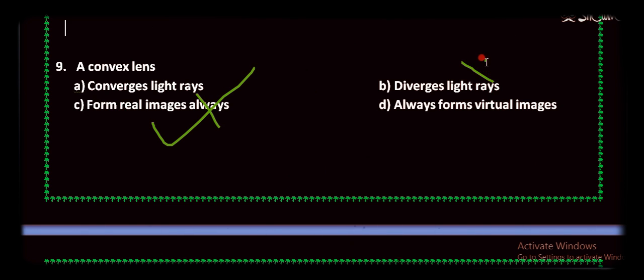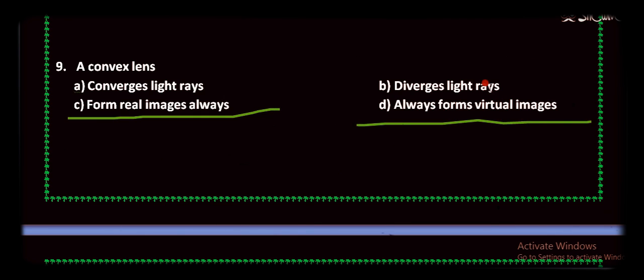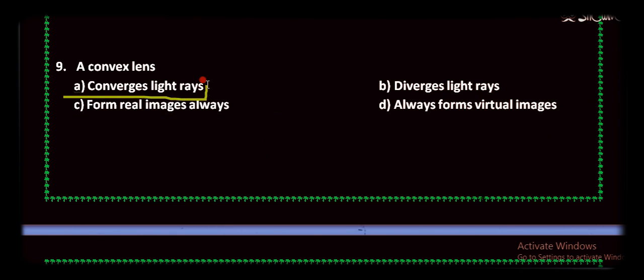Diverges rays, this is also wrong. Always form virtual images. It can form real images also, as well as virtual images. So it is wrong. These are the two wrong statements, that it will form real images always and virtual images always. These are false statements basically. So which option is right for the question number 9? The right answer is option number A, converges light rays. So let's see the question number 10.